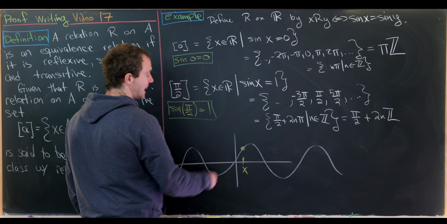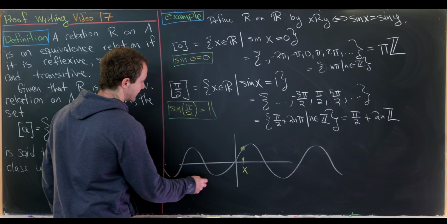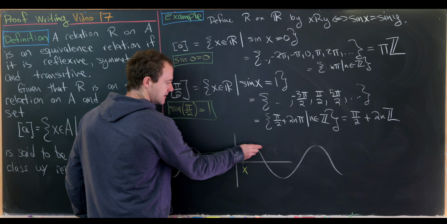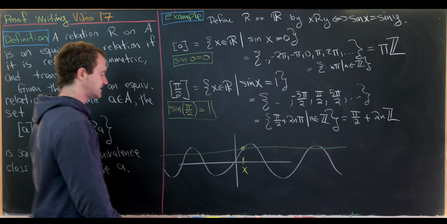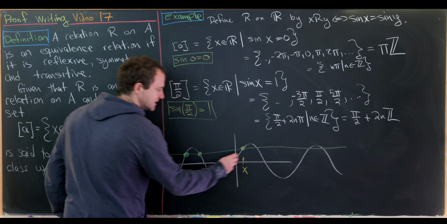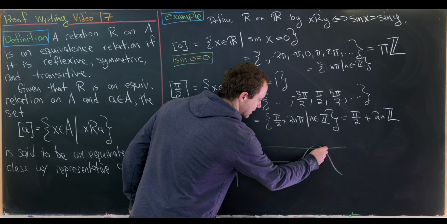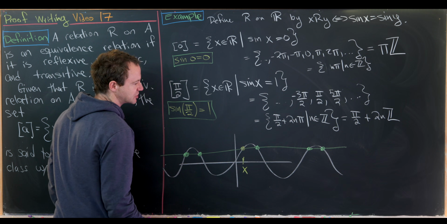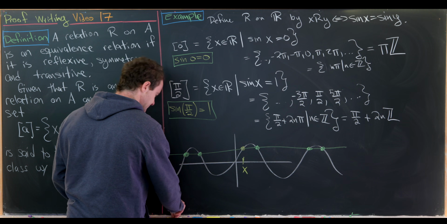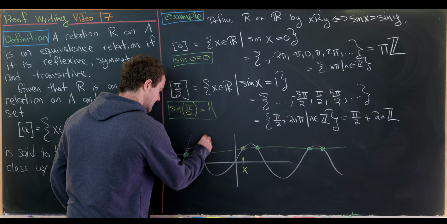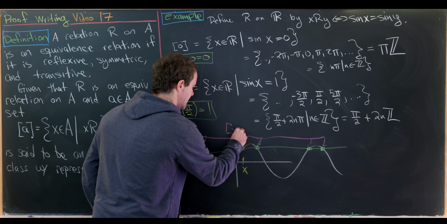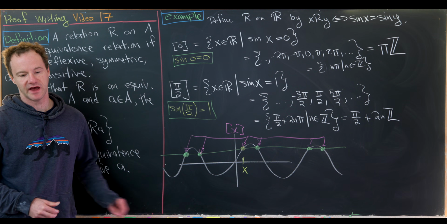So that means we need sine of x to be sine of the other thing. Well, we can get that just by drawing a horizontal line at this point right here, which is sine x, and look at all the intersection points. So all of these things that are green dots, along with the original yellow dot, are the equivalence class of x. So let's maybe point that out. All of these are in the equivalence class of x.